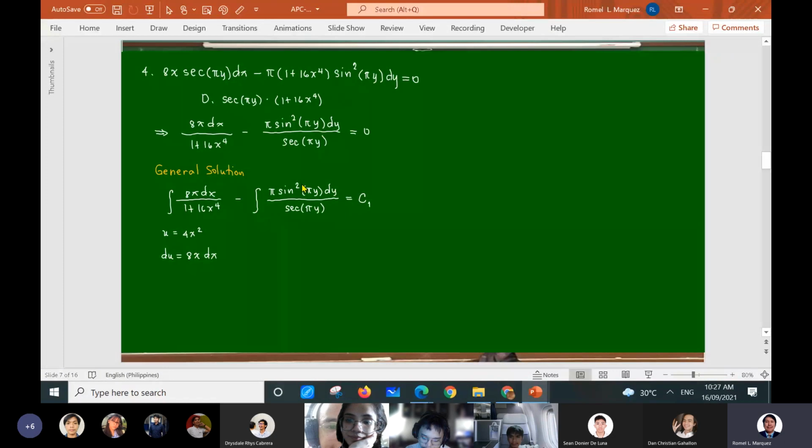What about here? I have to bring this up, no? So I think my u here is sine, no? And the du is cosine after bringing it up. So this first term here is equal to 1 over a, 1 over 1, arctangent of u over a. But what is my u? 4x squared. My a is 1, no? Minus, I can put this as sine squared pi y times pi.